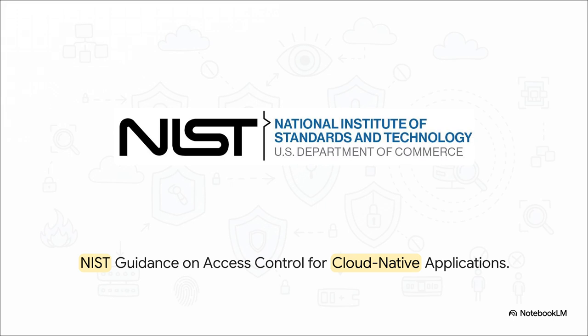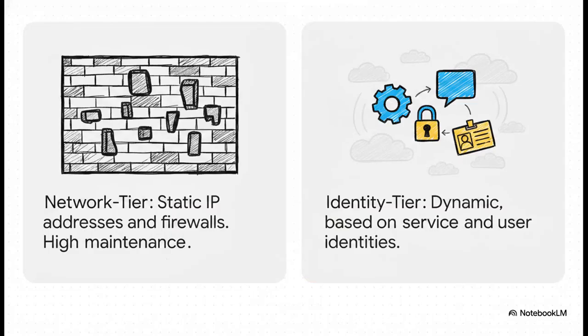To implement this effectively, the National Institute of Standards and Technology provides some really authoritative guidance, recommending a multi-tier policy framework. When you're dealing with cloud-native applications that span multiple physical locations, NIST highlights that just relying on network addresses, it's just not enough anymore. To pull this off, you absolutely must augment static network tier policies with dynamic identity tier policies to truly realize identity-based segmentation.